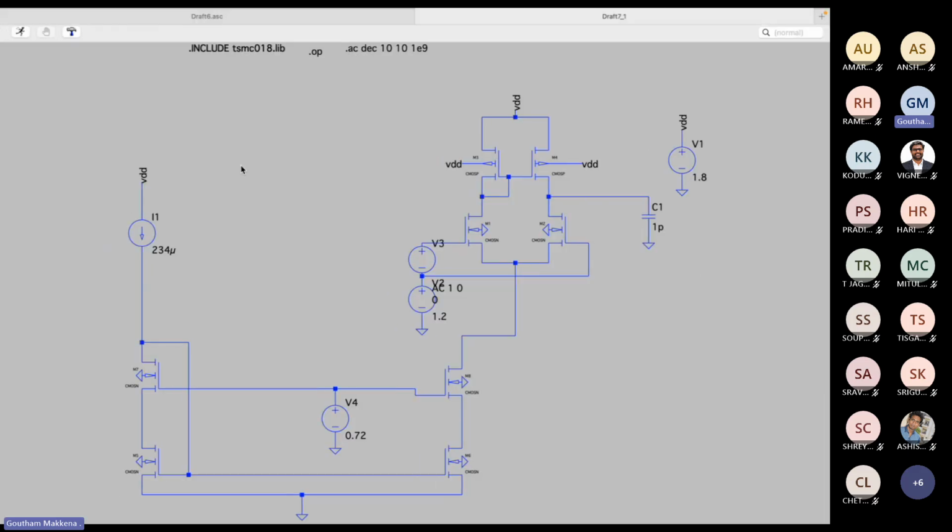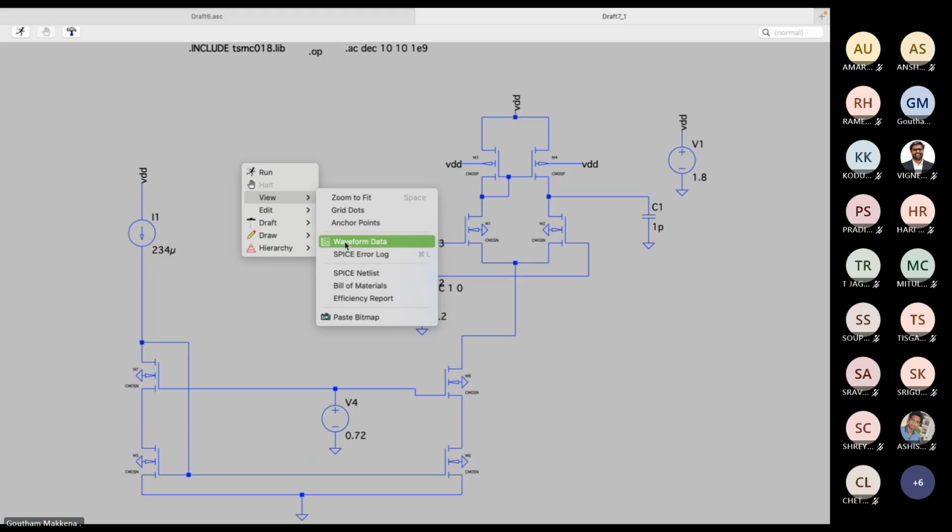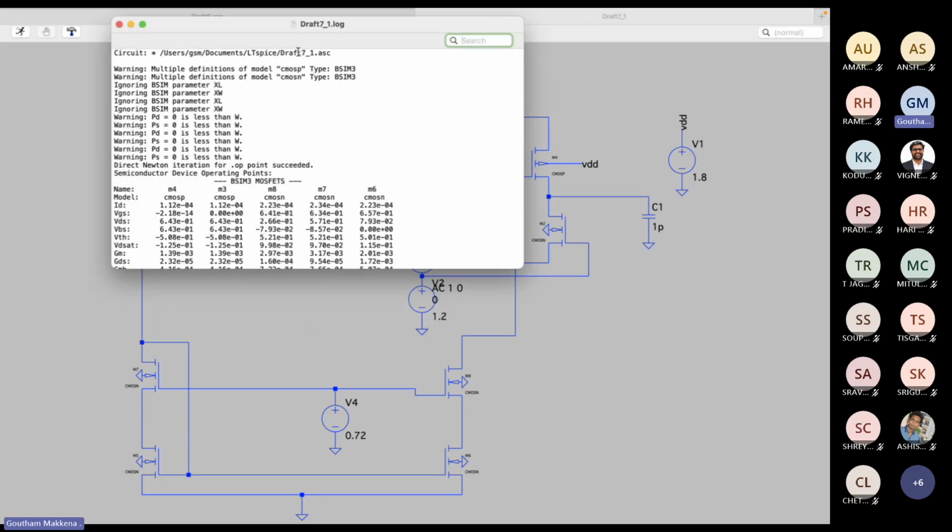So let us look at the error log. See, this is M6 and M8. What is the current through M6? See, this is 223 microamps. This is 234 microamps. So these two are almost the same. Are you able to see?